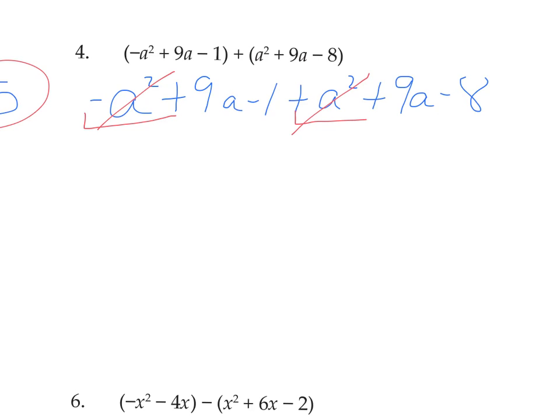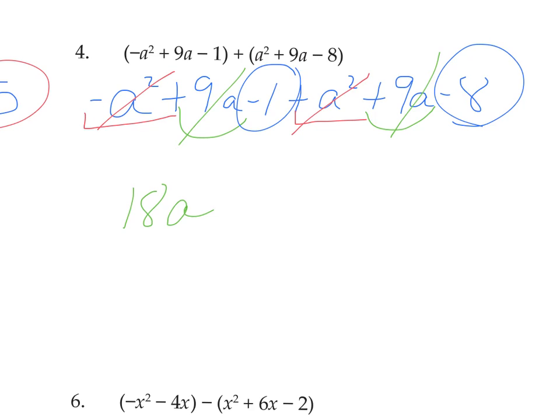Then we have +9a and another +9a. When we add 9 plus 9, we get 18a. And then we have a -1 and a -8 makes -9.